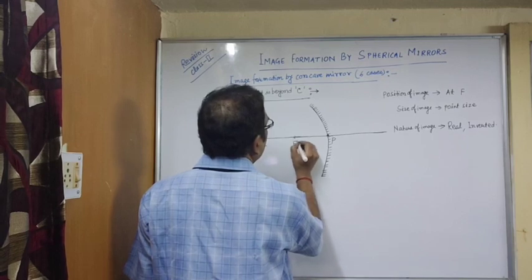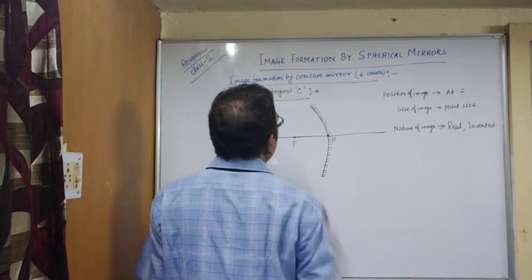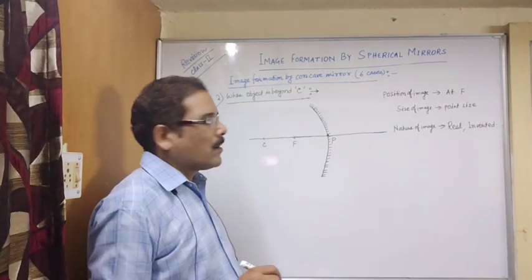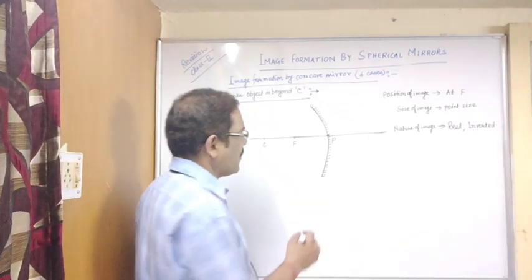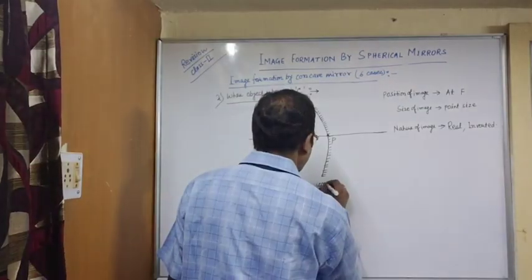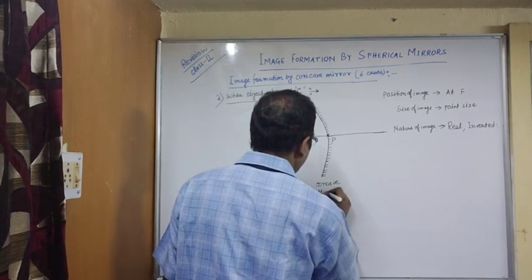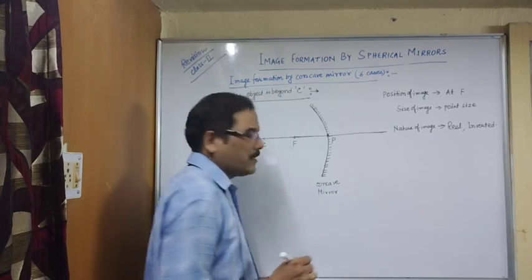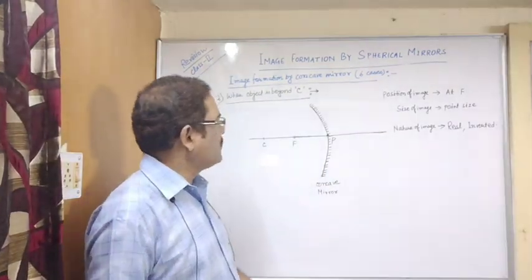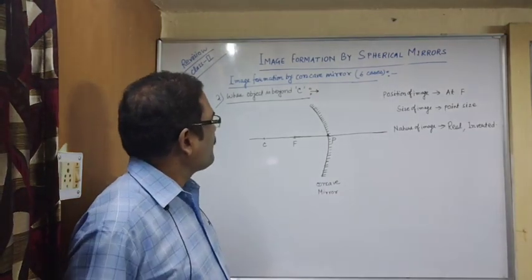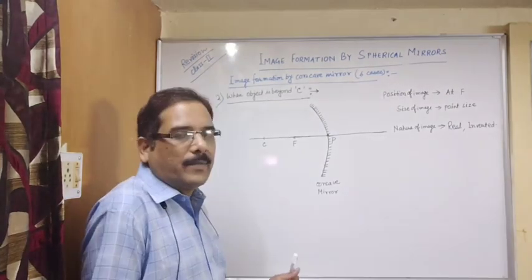So this is F. This much drawing is common in all the cases. You have to make a concave mirror. Mark a point P at the center of reflecting surface. Then draw a horizontal line through P. Mark C, center of curvature, and F in between P and C, exactly in between.